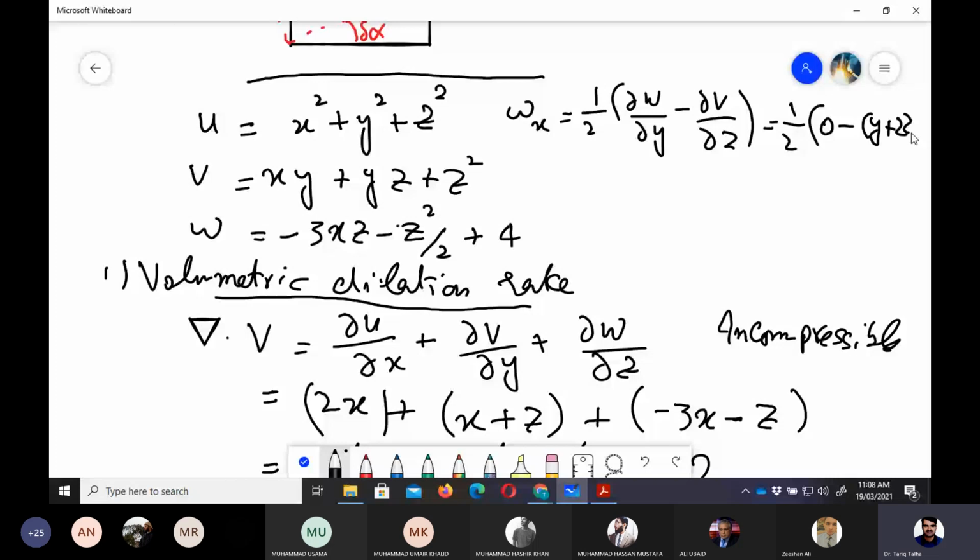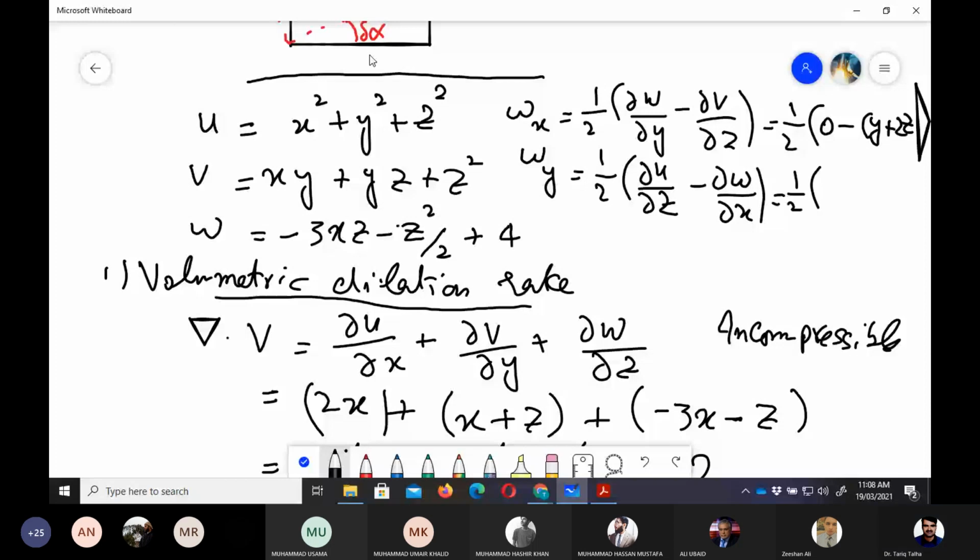Similarly, Wy would be equal to half into partial U by partial Z minus partial W by partial X. So that would be equal to half into, if we take partial U by partial Z, that would be equal to 2Z, and partial W by partial X, that would be equal to 0. I hope that you understand this.